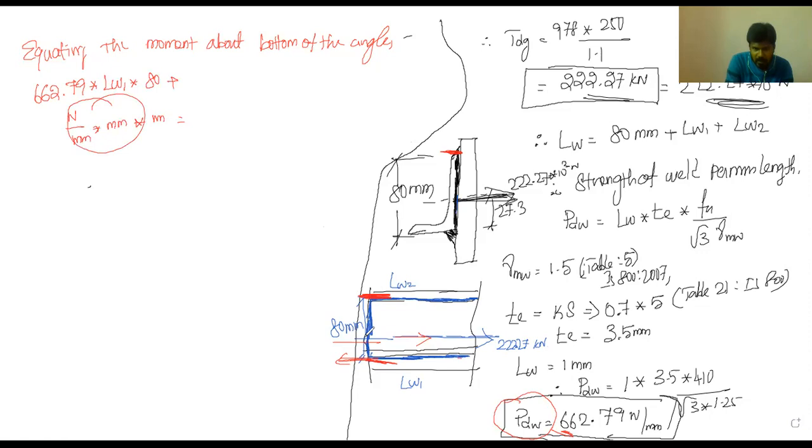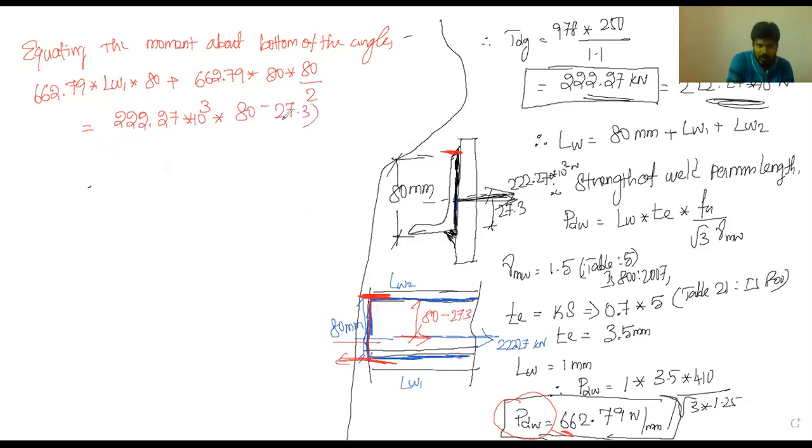Next, here another length of weld is available, which is nothing but 662.79 into 80 mm, the distance from here to here. Then multiplying with 80 divided by 2, that is force into distance by 2, which is equal to, so equating to the total force 222.27 into 10 cube, into this force, what is the distance? 80 minus 27.3. So force into distance. By equating this, we can get the LW1 value.